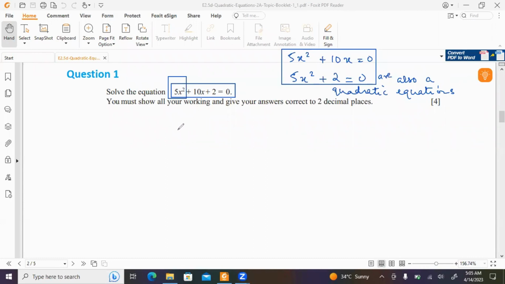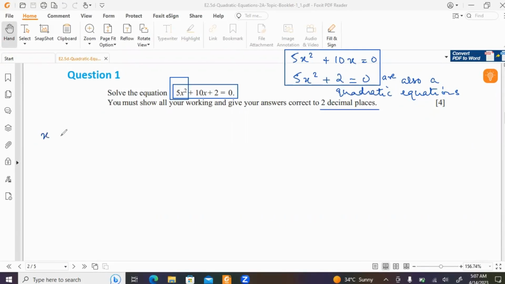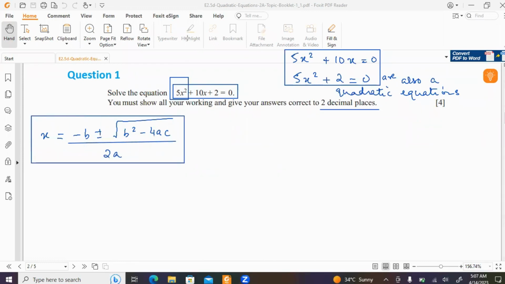So going back to the question, it's asking us to solve the equation and saying you must show all your working and give your answers correct to 2 decimal places. Now, whenever in the question it has identified the answer has to be correct to some decimal places or significant figures, automatically we choose the quadratic formula. Now the quadratic formula looks like x equals to negative b plus minus square root of b squared minus 4ac divided by 2a. This is the quadratic formula.